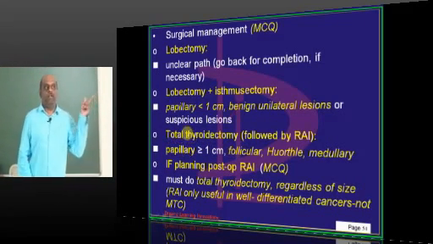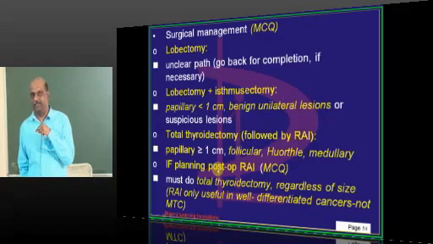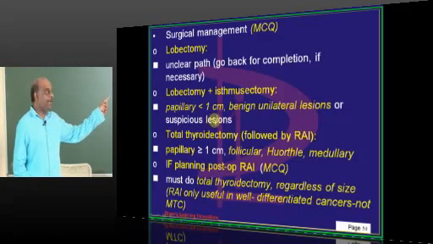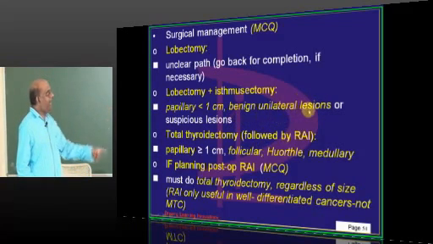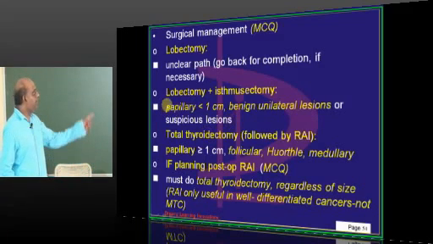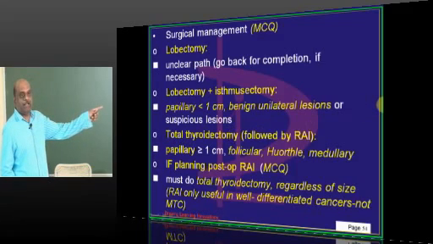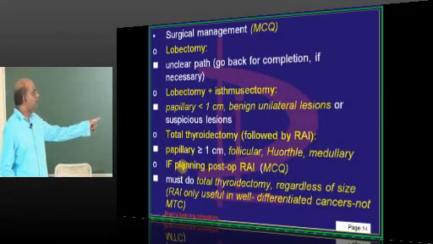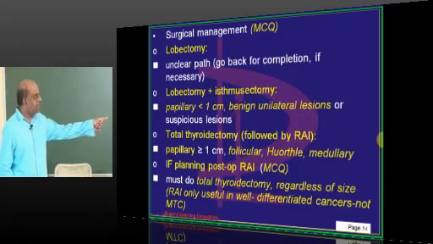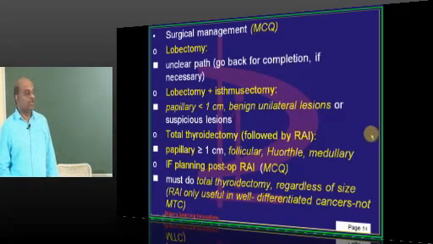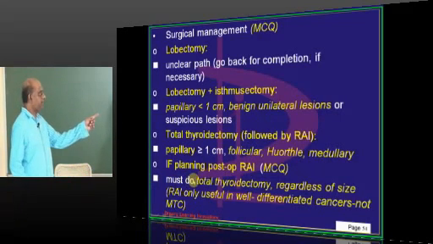Then when will you do lobectomy plus isthmectomy also, in which situation? If it is a papillary less than 1 centimeter, if it is a benign unilateral lesion, then you will do lobectomy plus isthmectomy. When will you do total thyroidectomy followed by radioactive iodine? If it is papillary more than 1 centimeter, or if it is follicular or Hurthle or medullary, in all those scenarios, do total thyroidectomy and following that, radioactive iodine is considered in the management.